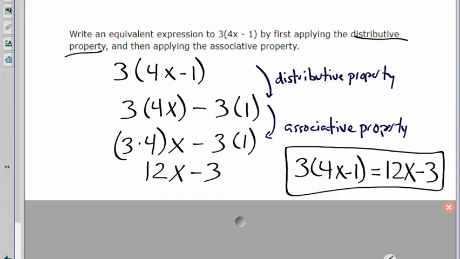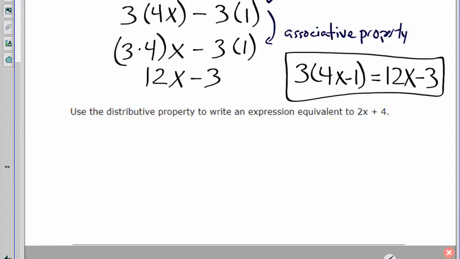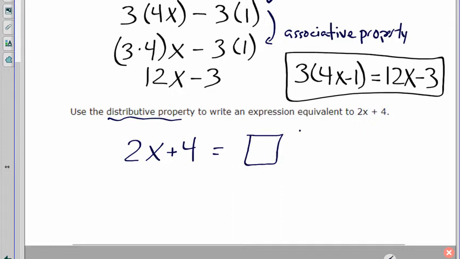Okay, so we used the distributive property and we used the associative property. On this next one we want to use the distributive property again to write an expression equivalent to 2x plus 4. Well, I don't have parentheses there, so what do? Well, we're going to reverse it.